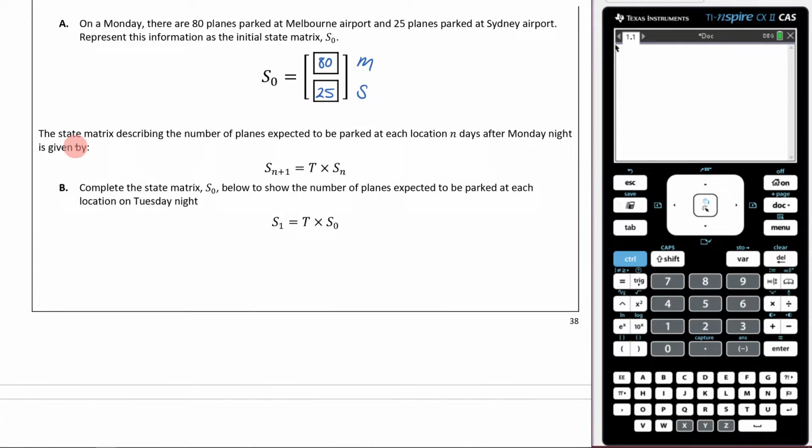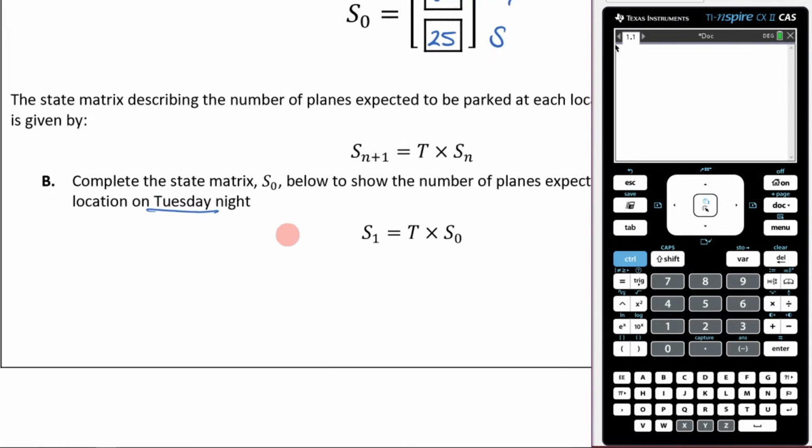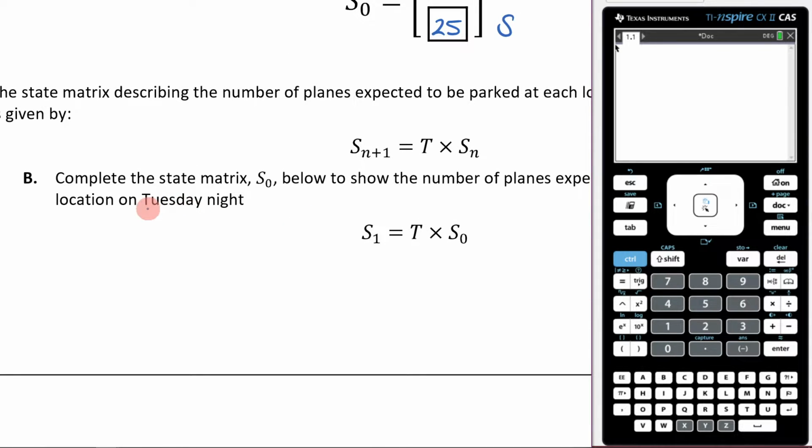It then says the state matrix describing the number of planes expected to be parked at each location n days after Monday night is given by this. So this is our recurrence relation that we're going to be dealing with now. It says complete the state matrix below to show the number of planes expected to be parked at each location on Tuesday night. Okay, so if we're dealing with Tuesday night, that means we're looking for S1, because we're beginning on Monday and now we're going to Tuesday, so one day has passed.